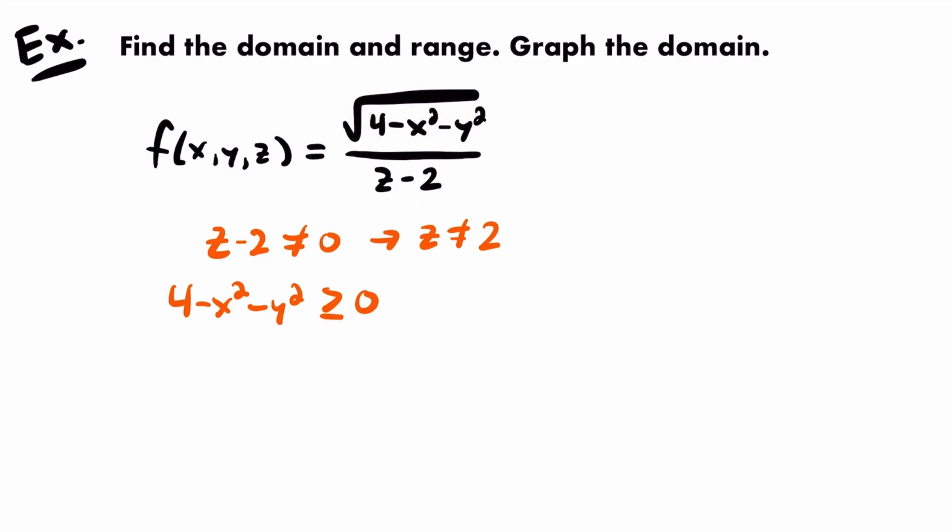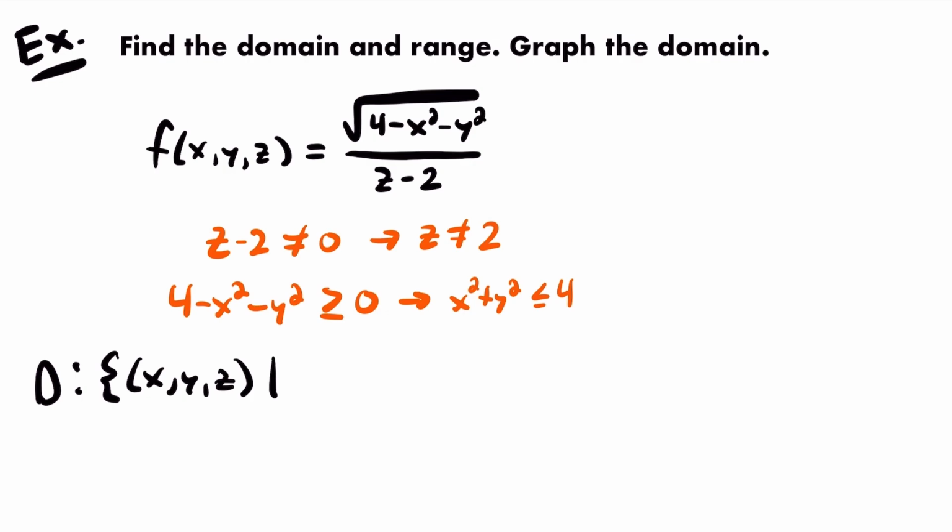All right, so from that, if you were to add x squared and y squared to both sides of that inequality, you could rewrite this to be x squared plus y squared must be less than or equal to 4. All right, so those are going to be our 2 restrictions for our values of x, y, and z that can be plugged into this function. All right, so the domain is a set of all values of x, y, and z such that x squared plus y squared is less than or equal to 4 and z does not equal 2.